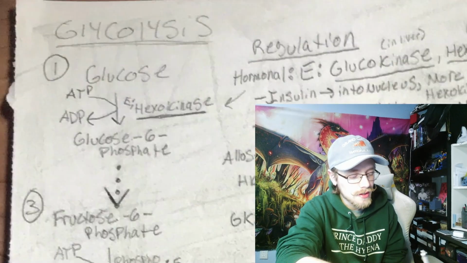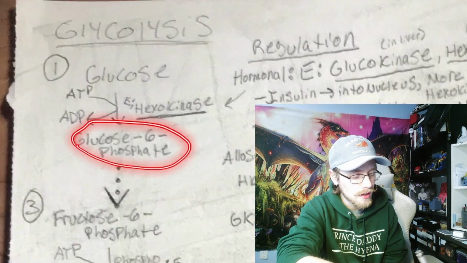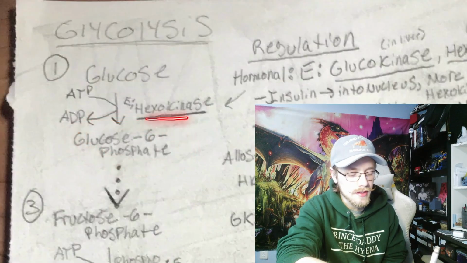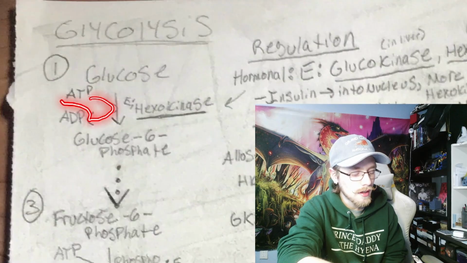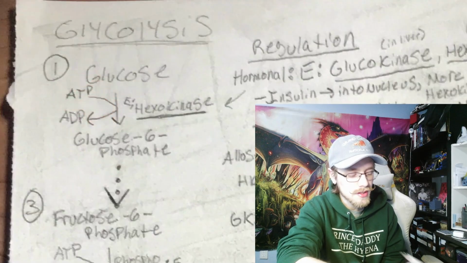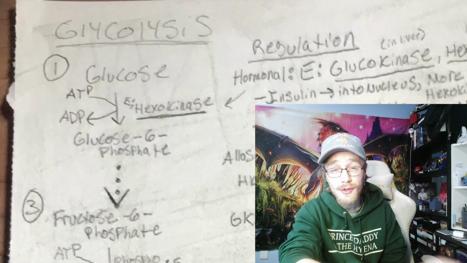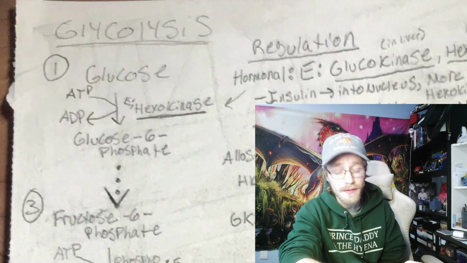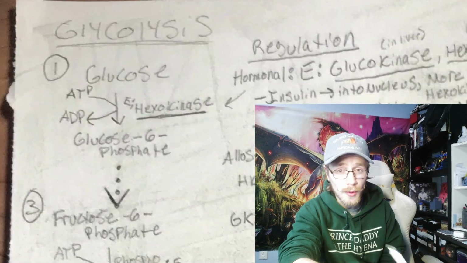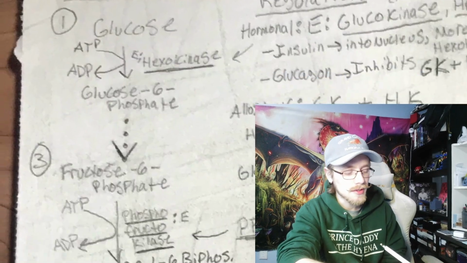Glucose gets turned into glucose 6-phosphate through the use of the enzyme hexokinase. Okay? This also requires 1 ATP right here, which turns into ADP. ATP, adenosine triphosphate, ADP, diphosphate. So you're losing a phosphate, burning some energy to get that glucose 6-phosphate.